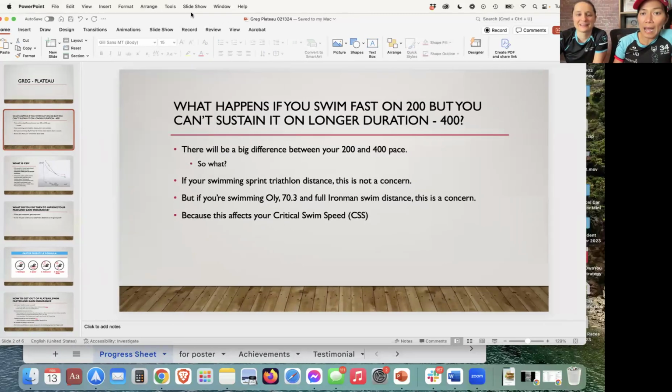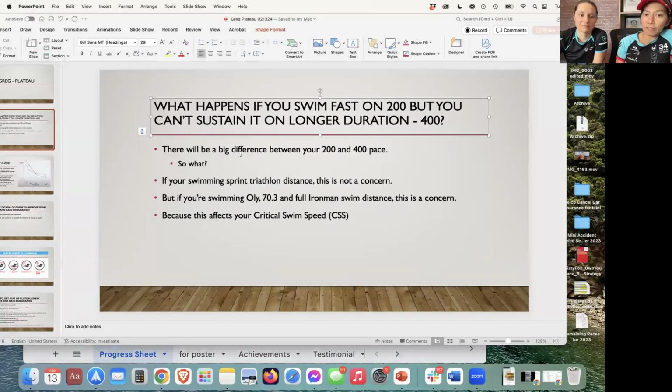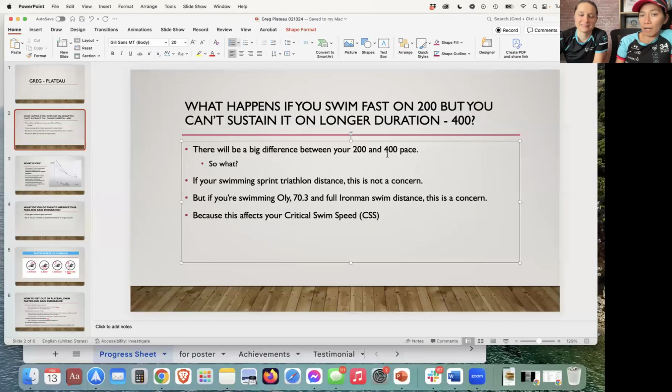Today: what happens if you swim fast on the 200, but you can't sustain the pace on a longer duration? This also applies if you sprint every 50 yards but can't keep up on the 400 or longer. What's going to happen is that there will be a big difference between your 200 pace and your 400 pace. So why do you care? Because that's what happened to Greg. The pace showed a big difference.